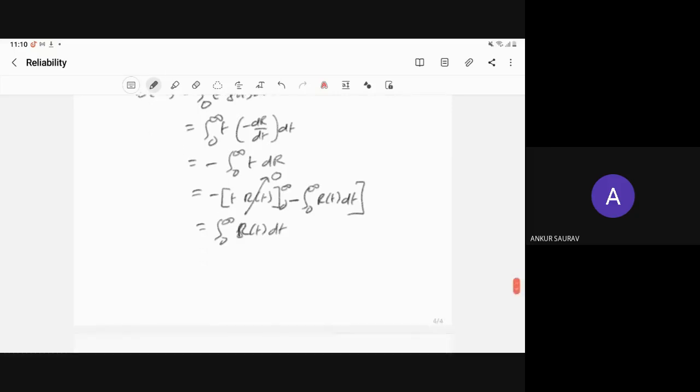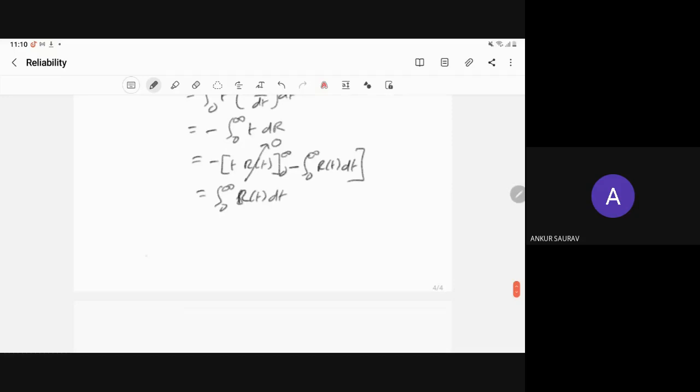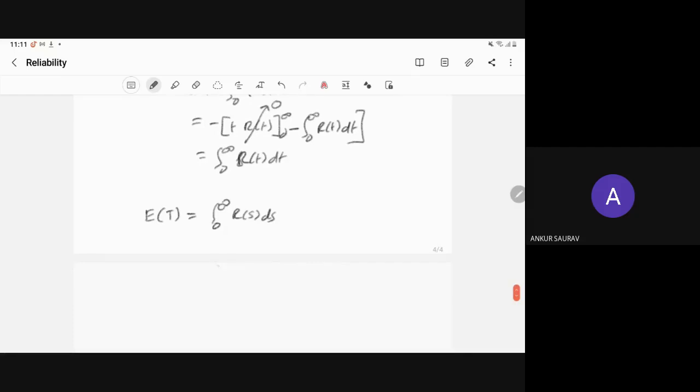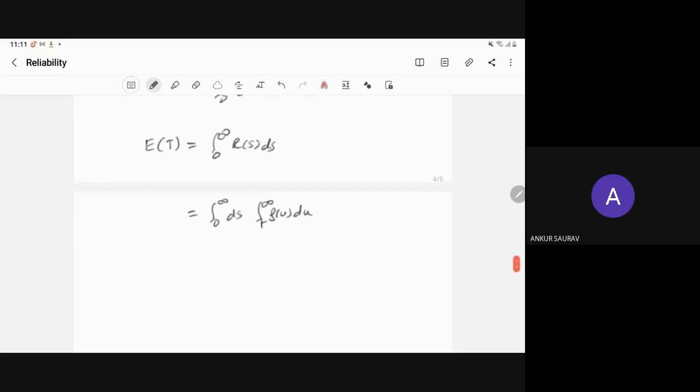Clear? Similarly, they have given that E(T) is the integral 0 to infinity R(s) into ds. And what is R(s)? By definition, it is the integral from s to infinity f(u) into du.